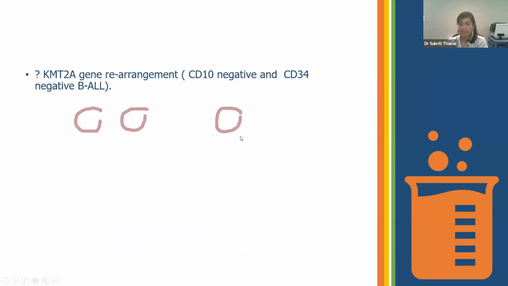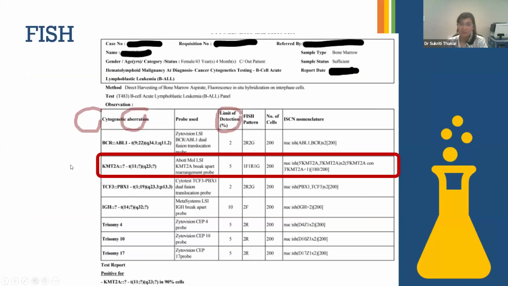So I asked my clinician to go for FISH, and in FISH it is possible that it can be KMT2A, which is unfortunate for the patient because these are poor prognosis BLLs. And the FISH came out to be KMT2A positive, and we were happy that we were able to give the diagnosis as well as prognostication on the basis of flow only.